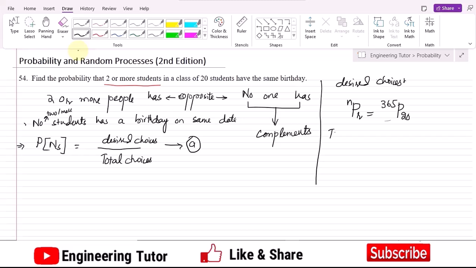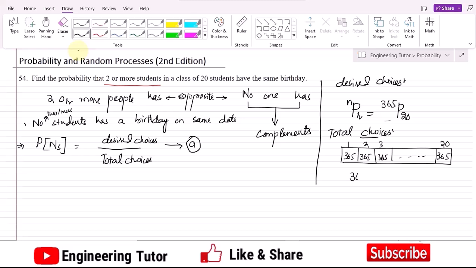So now, in order to find the total choices, what choices will I have? Considering the 20 slots here, 1, 2, 3 up to 20. For each student, any day can be his birthday. So 365, 365, 365. Each student has 365 choices, up to the 20th student. Any student can have any choice, and that is the total number of possible outcomes which I can have.